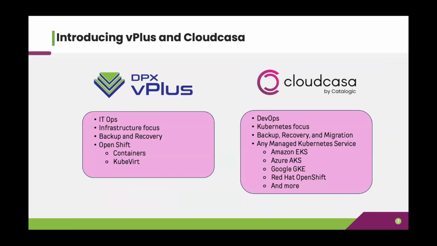So V+ is more IT operations oriented, whereas Cloud Casa is more DevOps oriented. Cloud Casa is also backup as a service. V+ is your self-managed application. And we support, for example, OpenShift, containers, and KubeVirt, along with a whole bunch of other virtualization platforms like VMware and Nutanix and Scale Computing, Proxmox, et cetera. So we support a long list. Whereas Cloud Casa is multi-cloud and cloud agnostic. We support AKS, EKS, GKE, OpenShift, SUSE Rancher, et cetera.